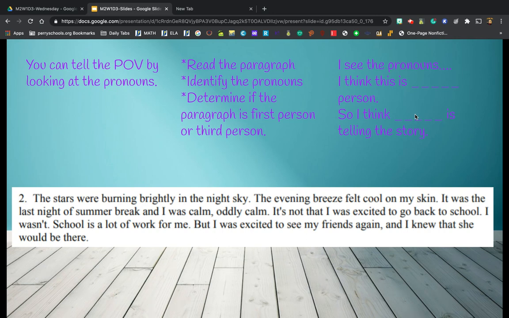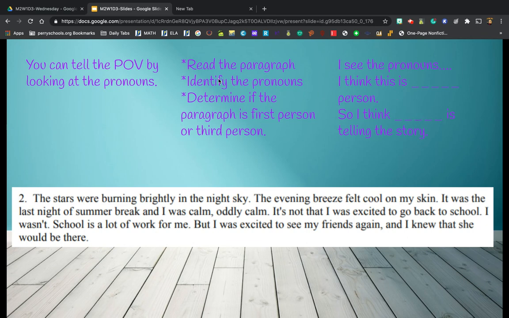All right, let's do another one. The stars were burning brightly in the sky. The evening breeze felt cool on my skin. It was the last night of summer break and I was calm, oddly calm. It's not that I was excited to go back to school. I wasn't. School is a lot of work for me, but I was excited to see my friends again, and I knew that she would be there.